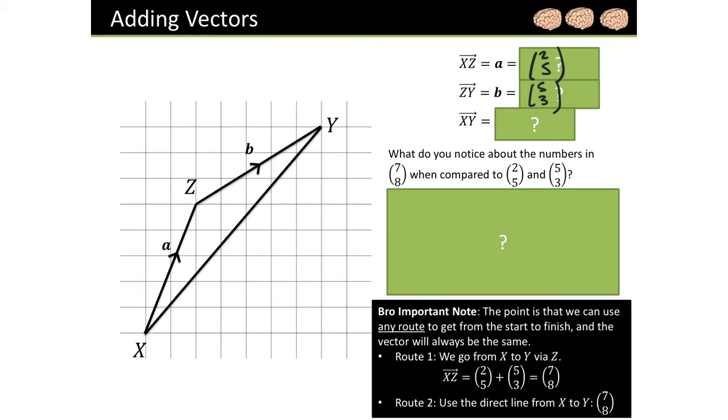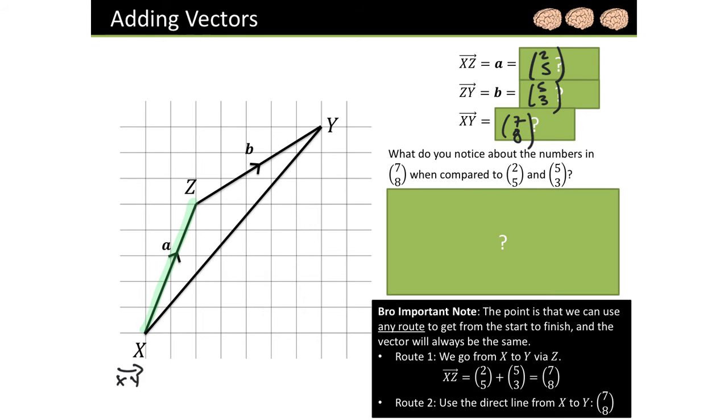Okay, xy is, if I went from x across and I went all the way up to y, I would get 7, 8. But we noticed earlier, if I was going from x to y, how would I do that? I would go, because I don't know, do I know the length of this route? No, not just by looking at it. I could count the squares, but we're not going to count squares.